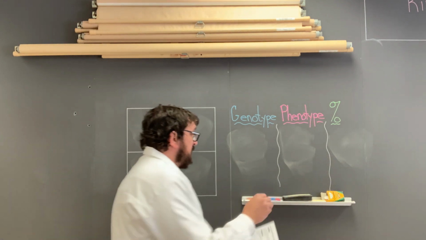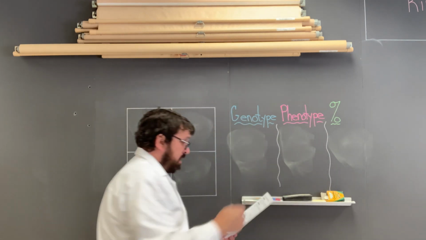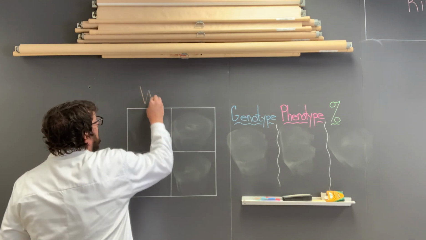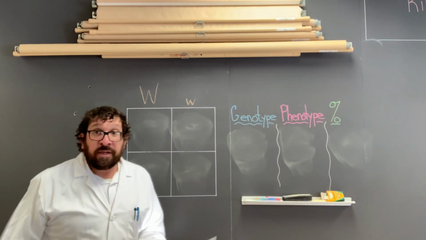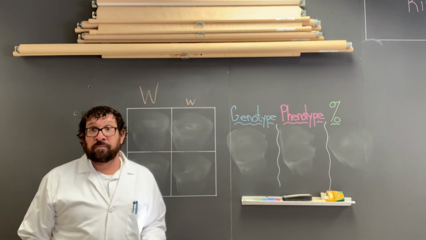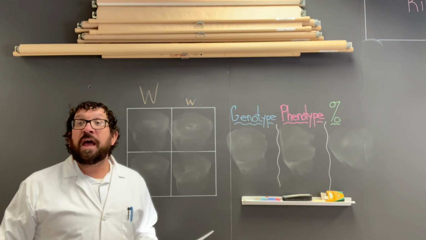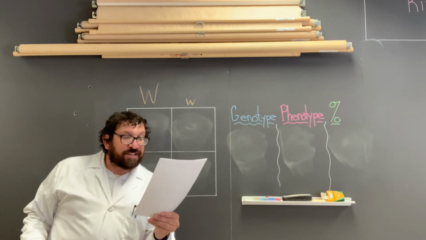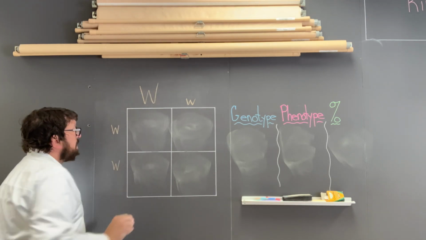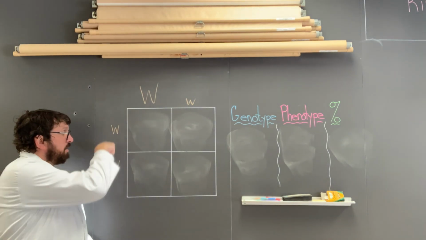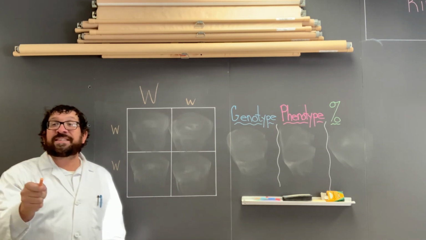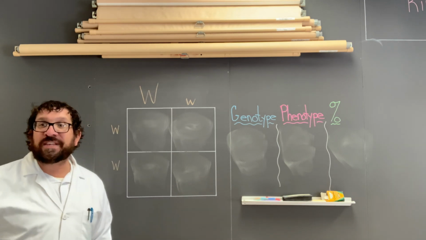If we have a capital W, small w cabbage butterfly, what do we call capital W, small w? Dominant heterozygous. And we cross it with a small w, small w. What do we call these two together? This is a new one for us. Yep. Recessive, homozygous, homozygous, recessive.